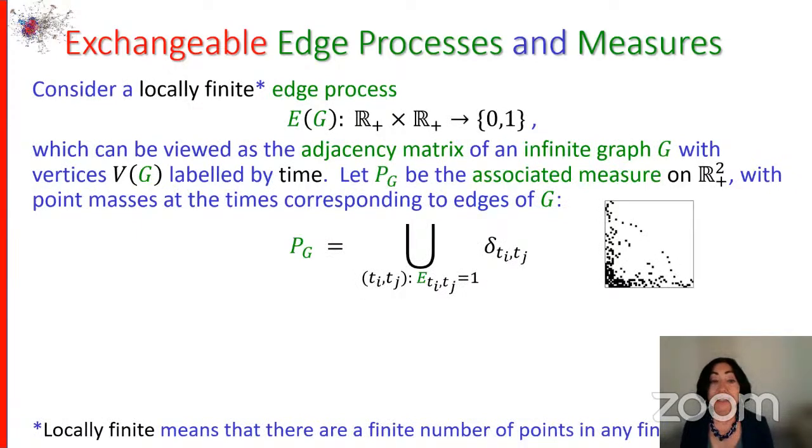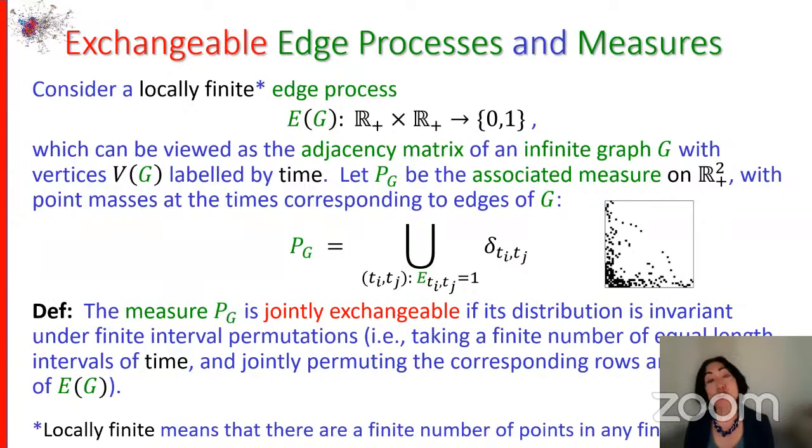What I'm going to do is consider a locally finite edge process. Locally finite means there are a finite number of points in any finite interval, which can be viewed as the adjacency matrix of an infinite graph with vertices labeled by time. Okay, so I'm growing this graph and I have vertices that are labeled by time that are going to appear on the horizontal and the vertical of the graph. And whenever an edge comes up between them, I'm going to put a corresponding dot at (x, y) and at (y, x). Okay, and I'm going to put delta functions there. I'm going to let PG be the associated measure on R plus squared with point masses at the times corresponding to when the edges come in.